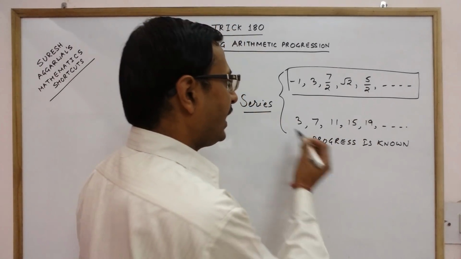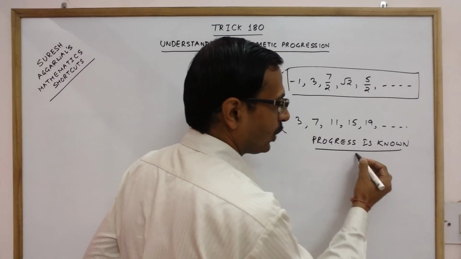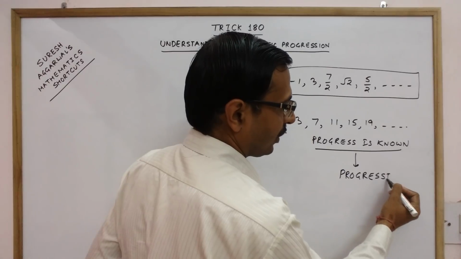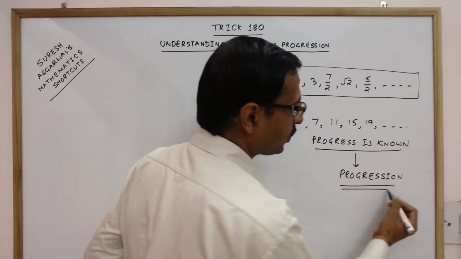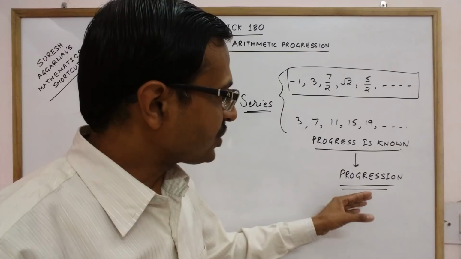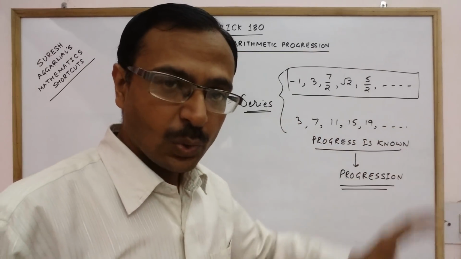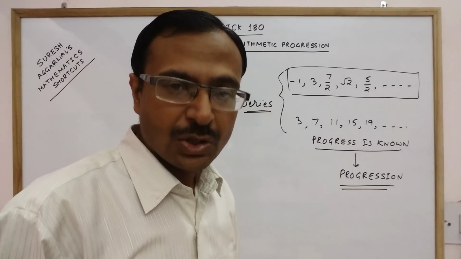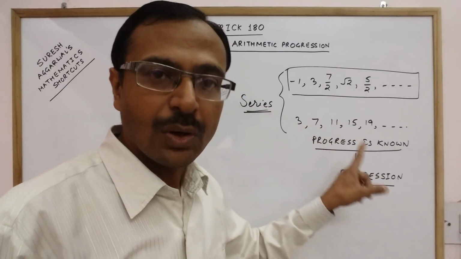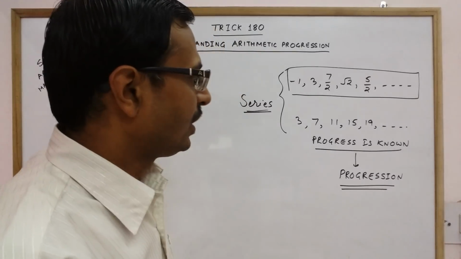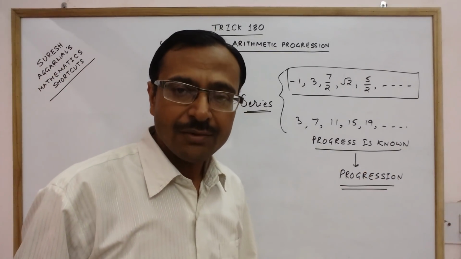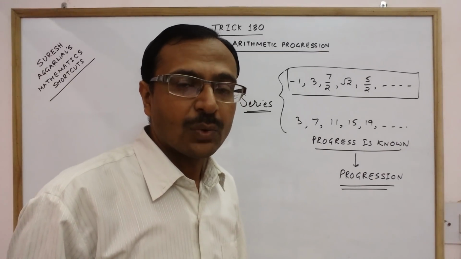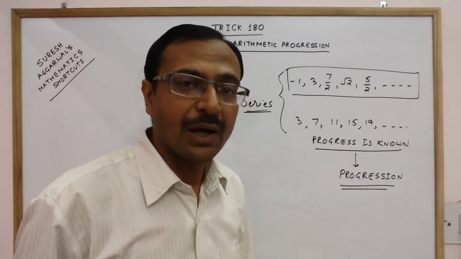So any series whose progress is known is called a progression. Progression is a series of numbers whose progress can be determined by just looking at some of the initial terms of that series. These progressions find wide applicability in numerical aptitude tests where questions based on series of numbers are given.